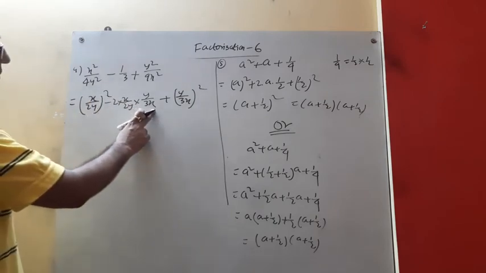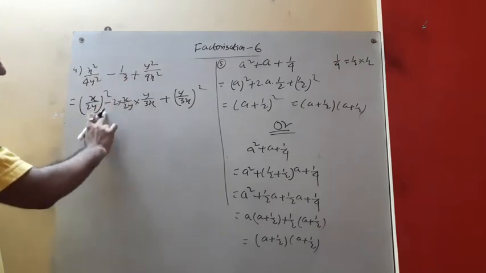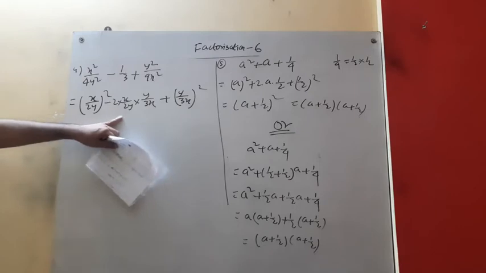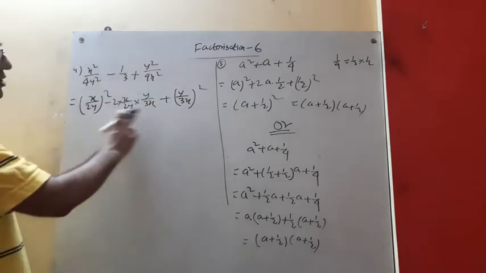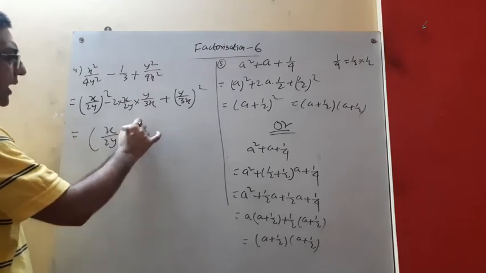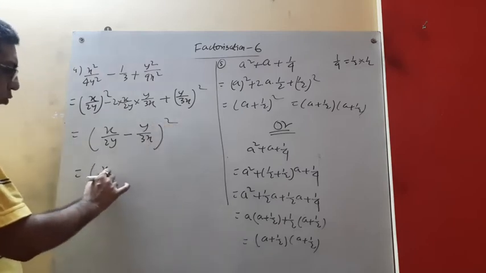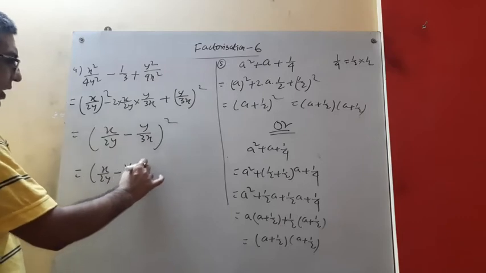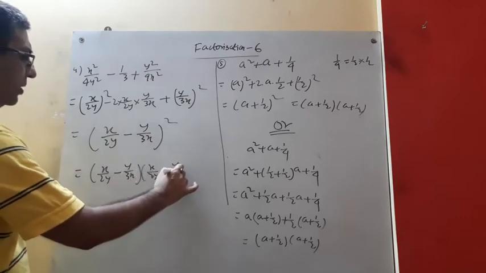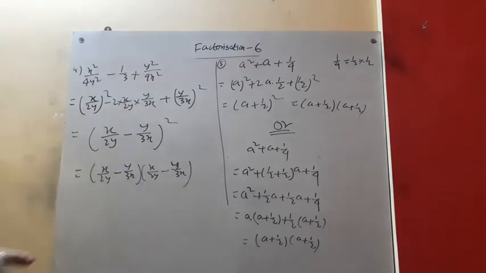X cancel, y cancel, 2 cancel, 1 by 3. So 1 by 3 can be written in this form. Look, if you cancel each other, you will get 1 by 3. So this is a square, this is b square, minus 2ab. So we are getting a minus b whole square, or x by 2y minus y by 3x whole square, right? That is what we are doing, converting it into a perfect square. This is another way of doing factorization.